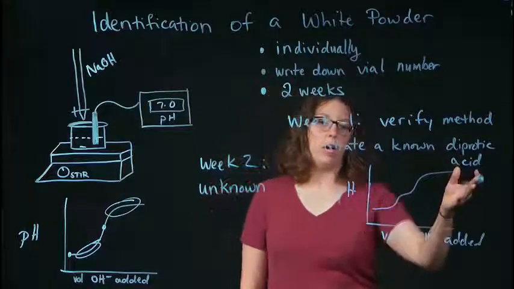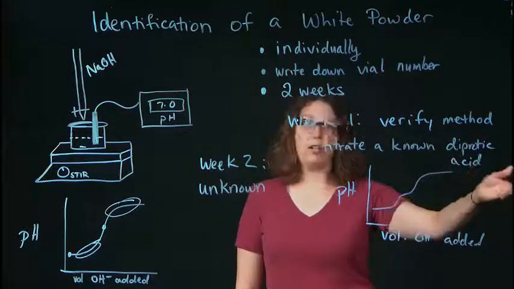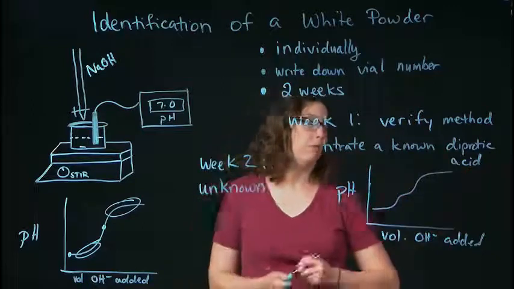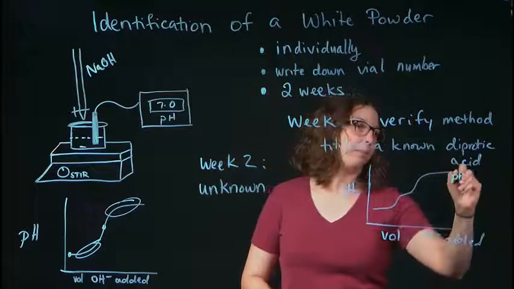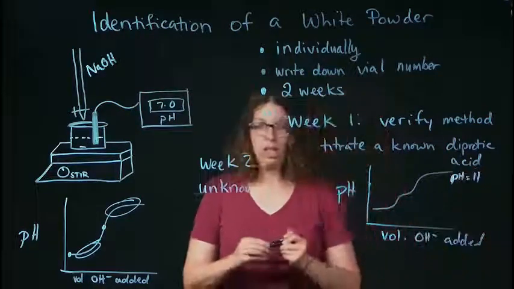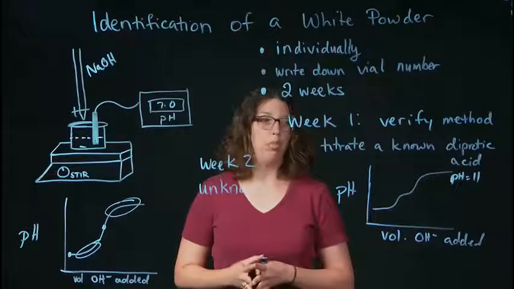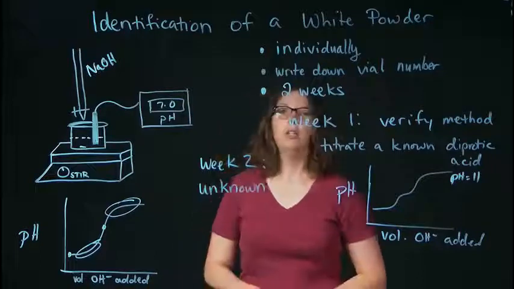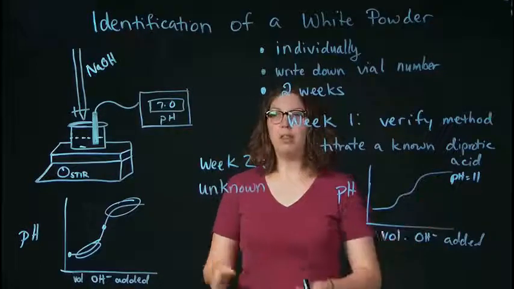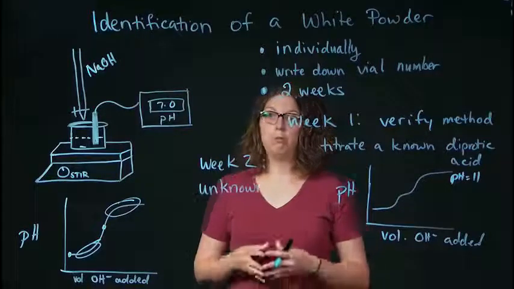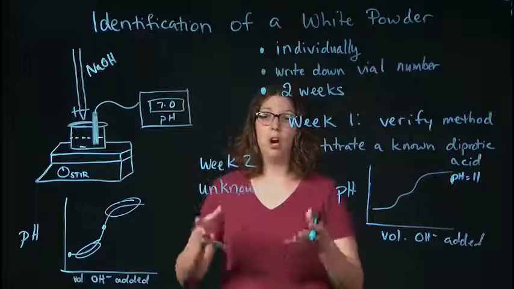And then how far out, to what pH do we take this? If you go to pH 11 at the end, then you've gone far enough. We're not going to be able to see any more equivalence points past pH 11. So for week 1, you're going to verify your method, and week 2, you're going to perform accurate titrations on your unknown.